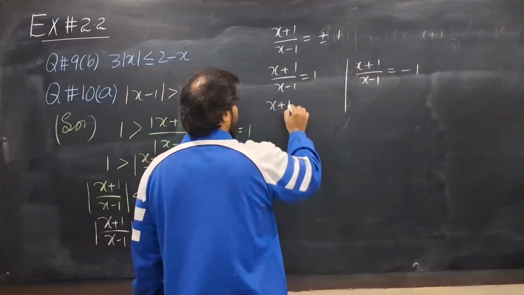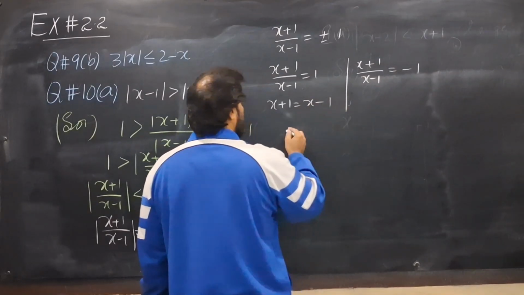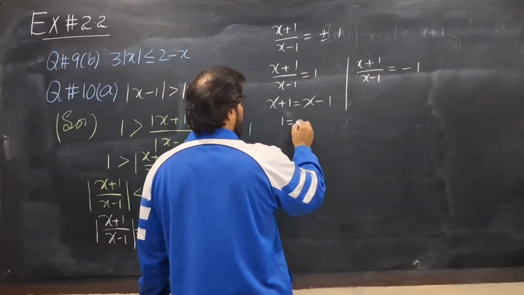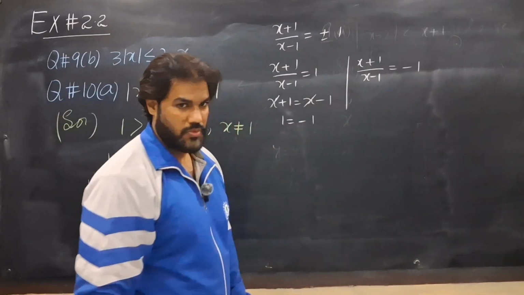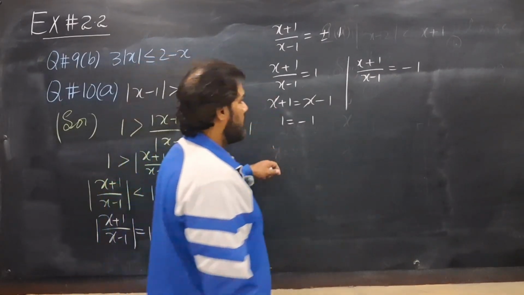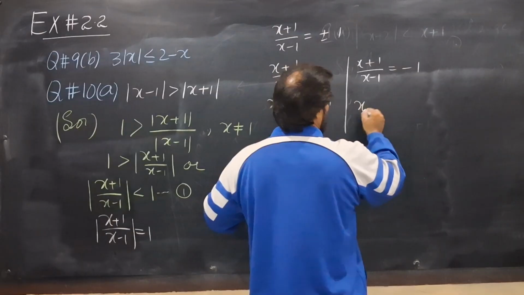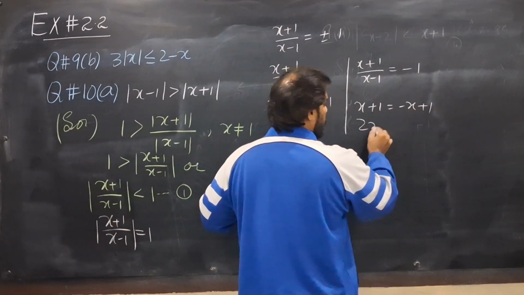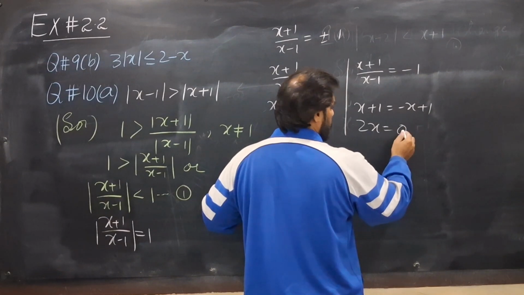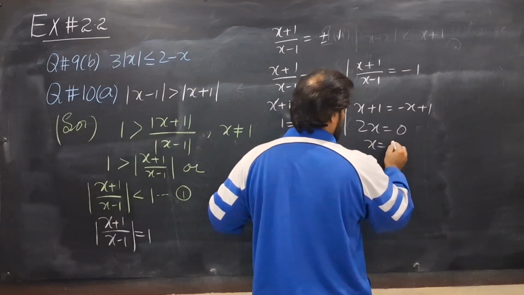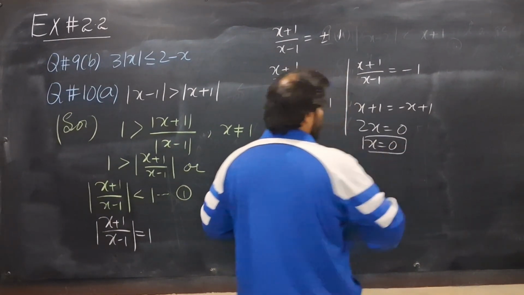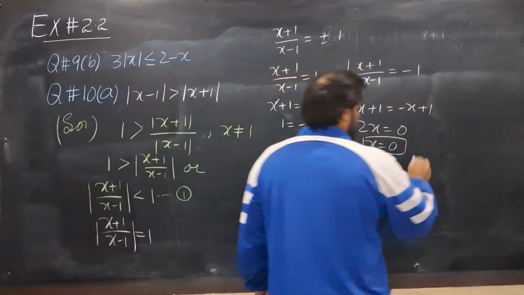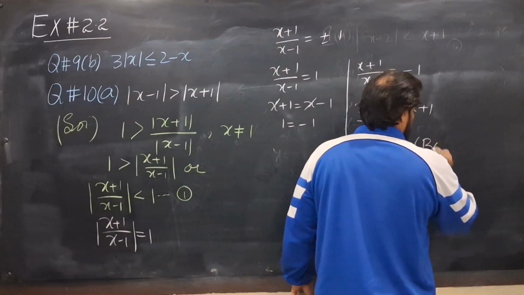This gives x plus 1 equal to x minus 1. From here, after subtracting x from both sides, this becomes 1 is equal to minus 1. This is impossible. So ignore this case. This becomes x plus 1 equal to minus x plus 1. This gives 2x is equal to 0, yes, x is equal to 0. So this side gives a solution x is equal to 0. This x is equal to 0 is actually called the boundary number.